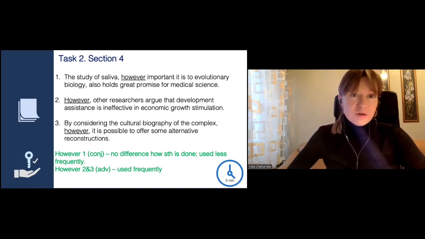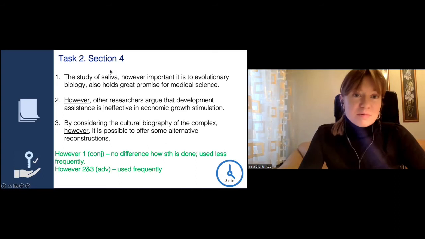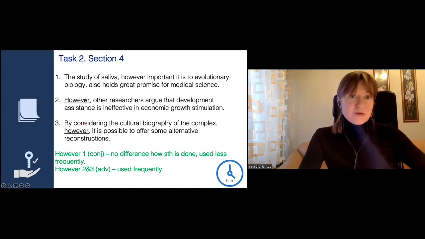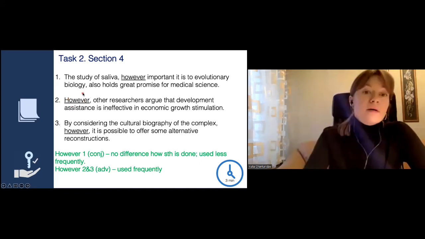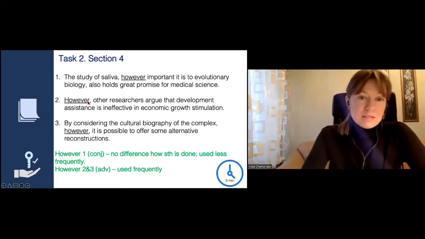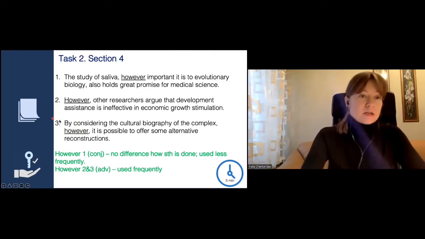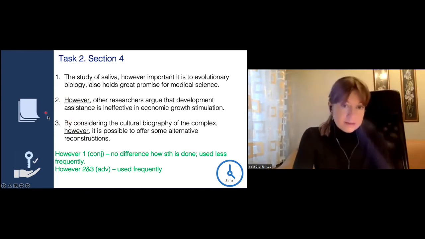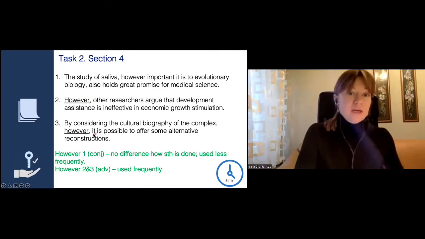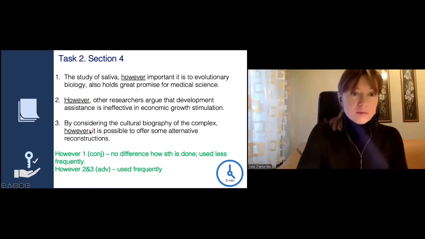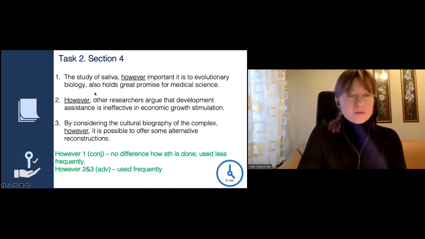Both are used to show contrast. The only difference between sentence 2 and sentence 3 is the place of however. We can start a sentence with it, make sure that you have a comma after it. Or we can place it somewhere in the middle of the sentence that is contrasted with the previous one. But again, pay attention to the use of commas. We usually put commas around the word however. So 2 and 3 are possible in academic writing, not the first one.